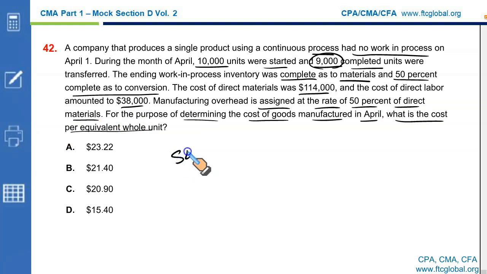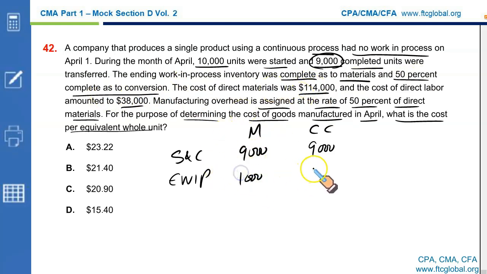So what you're going to do, write SNC and the ending work in process for material and for conversion cost. Started and completed 9,000. Complete for material and the conversion cost. The ending work in process has 1,000 units and it says that all direct material was added at the beginning, but only 50% of conversion cost was added. The ending work in process was complete as to material and 50% complete as to conversion cost. So which means these 1,000 units, they are complete with regard to material, but only 500 with regard to conversion cost. So equivalent units for material is 10,000. For conversion cost 9,500. Next step is to calculate the rate.